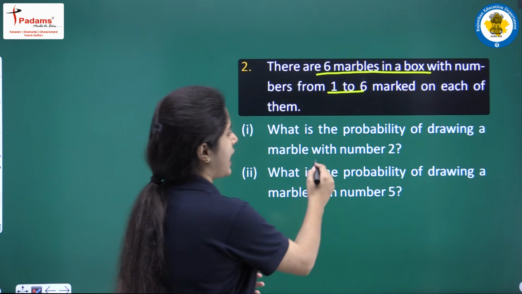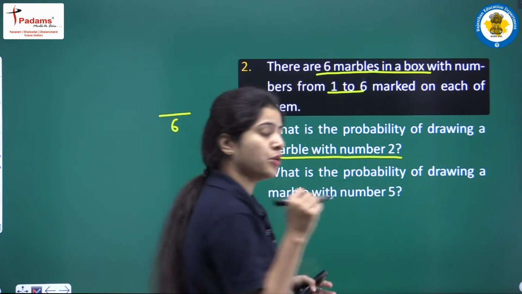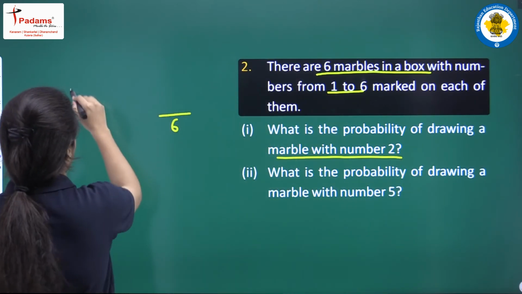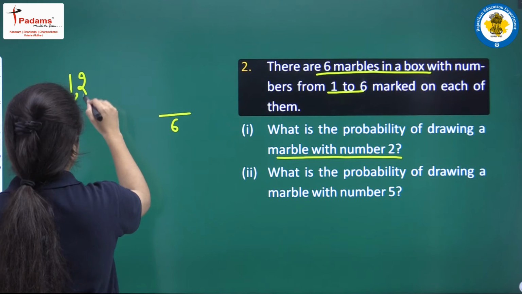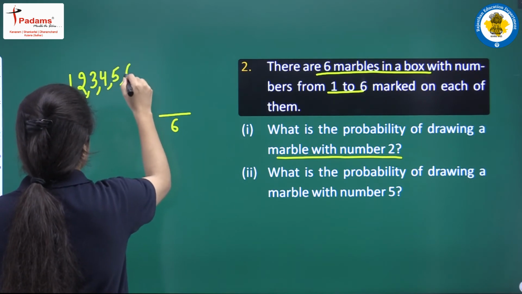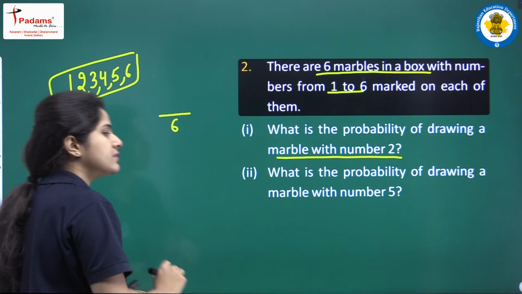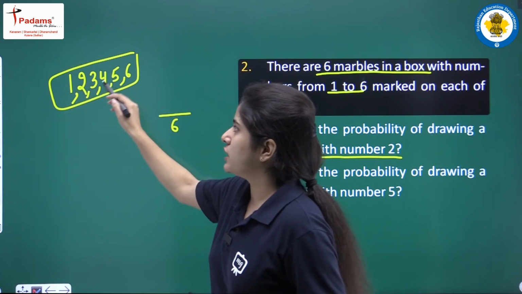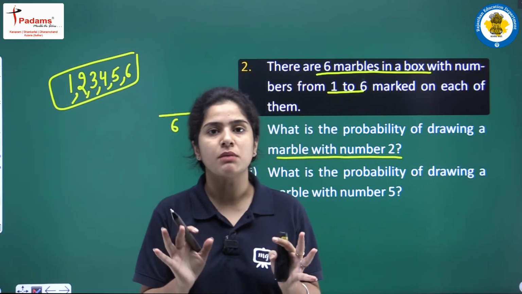And what I want is a marble with number 2. It can be number 1 students, it can be number 2, it can be number 3, it can be number 4, it can be 5, and it can be 6. So how many total marbles are there? 1, 2, 3, 4, 5 and 6. 6 total marbles are there.